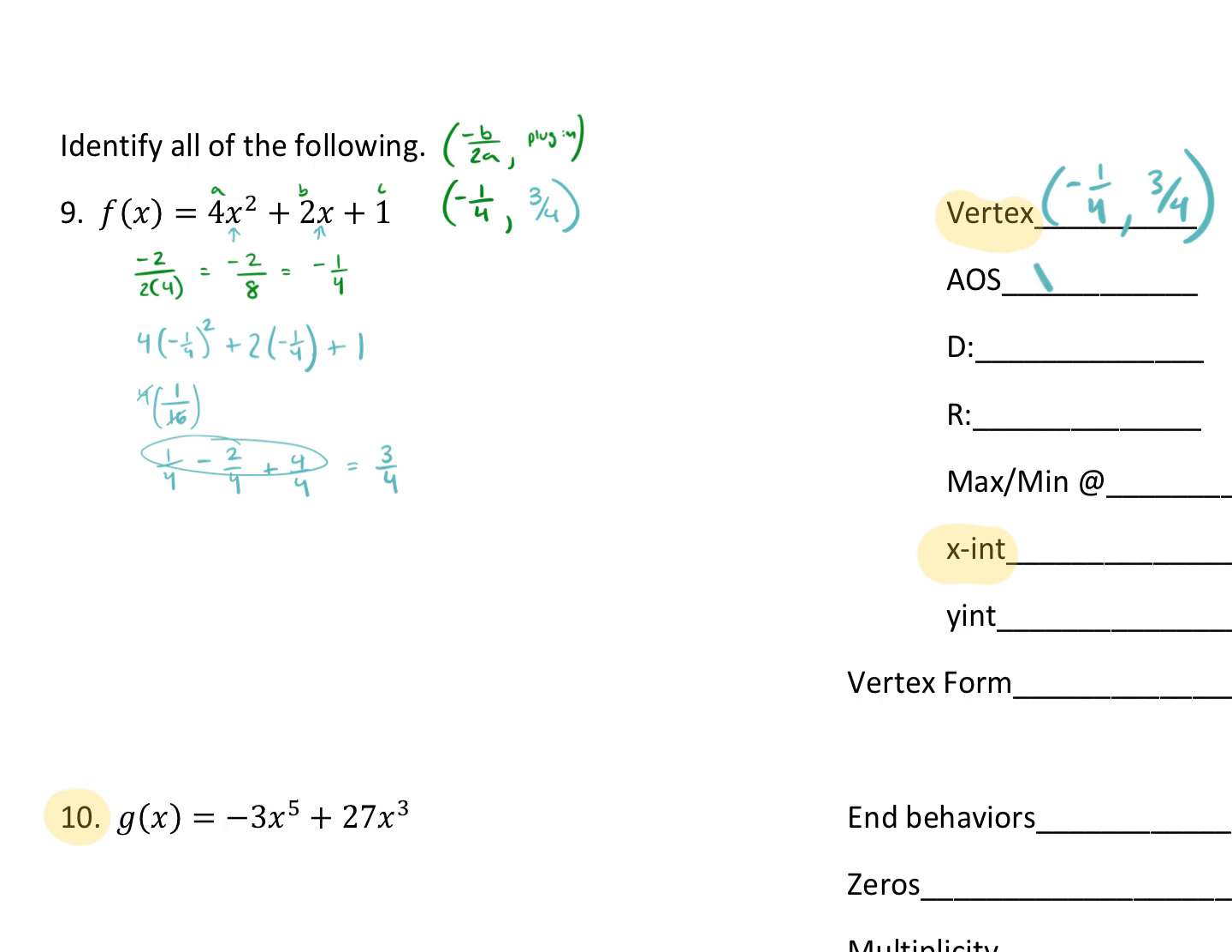So our axis of symmetry would be x equals -1/4. Domain would be -infinity to +infinity. For range and max and min, it depends on which way our graph opens. So let's just lightly sketch it here. My vertex is going to go to the left to -1/4 and up 3/4, so it'd be up here. Does my graph open up or down? It opens up.